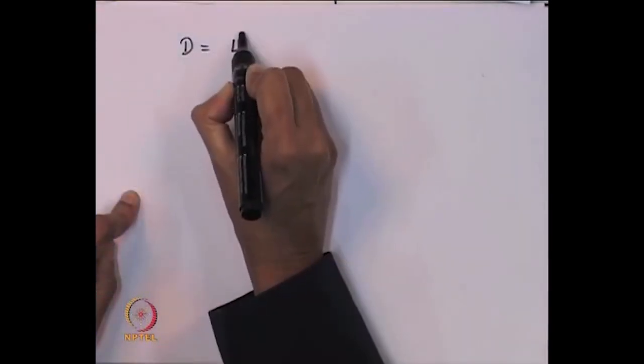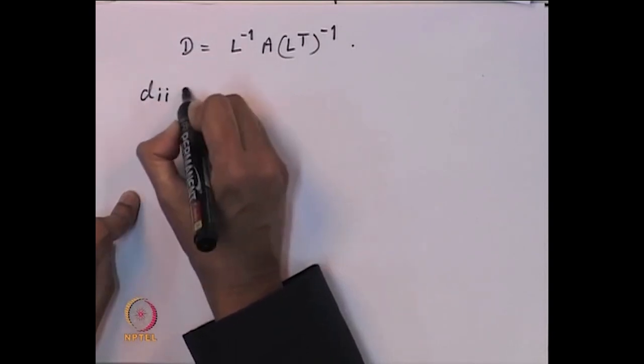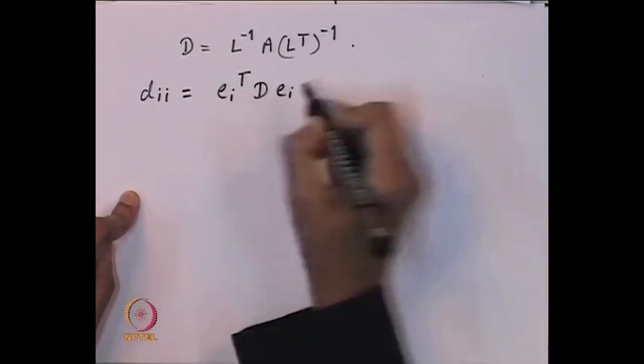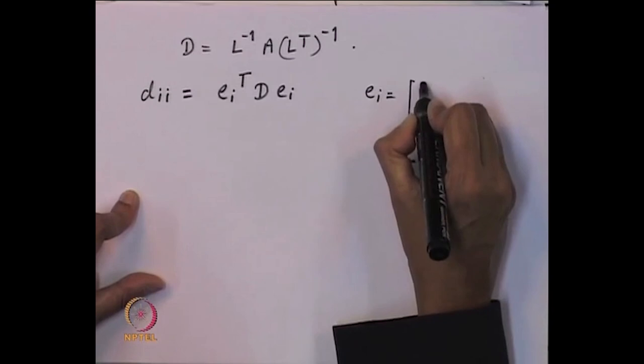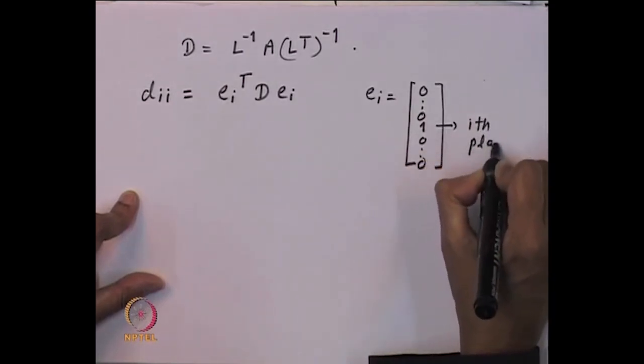We will show that D is positive definite, or in fact we do not need to show D to be positive definite. What we want is that the D i should be bigger than 0. So, these entries D i are going to be given by e i transpose D e i, where e i is our canonical vector, and using positive definiteness of our matrix A, we will show that all these entries are bigger than 0. So, now D is L inverse A L transpose inverse. D i is going to be e i transpose D e i, where e i is the canonical vector with 1 at the ith place and 0 elsewhere.